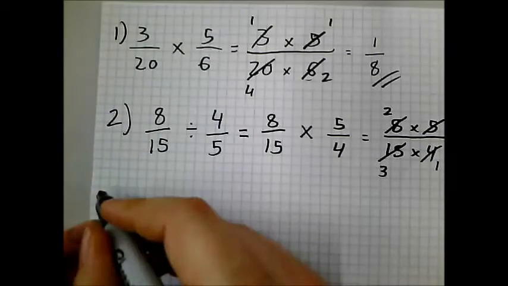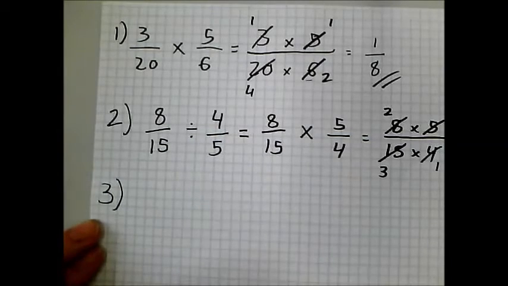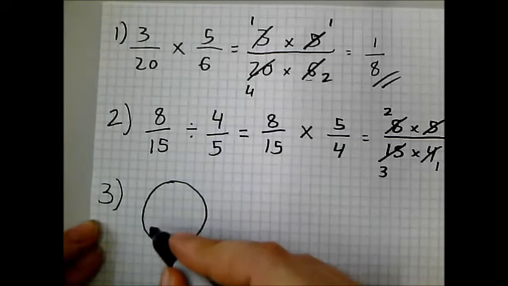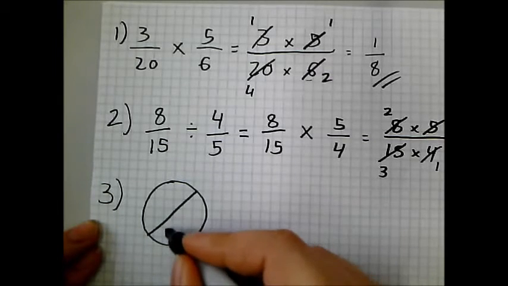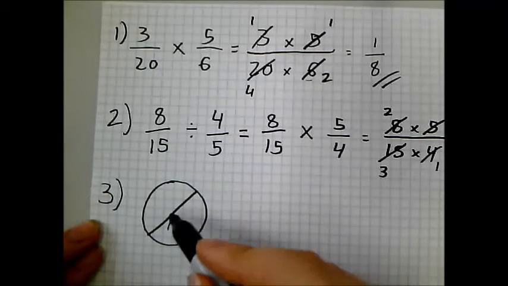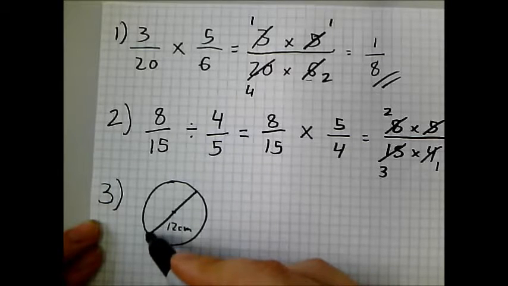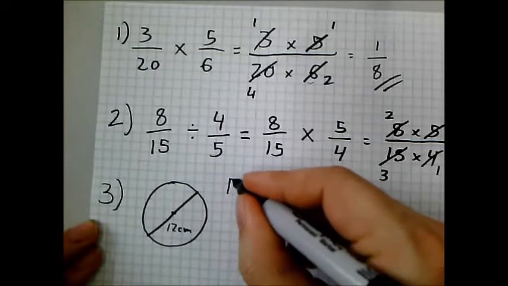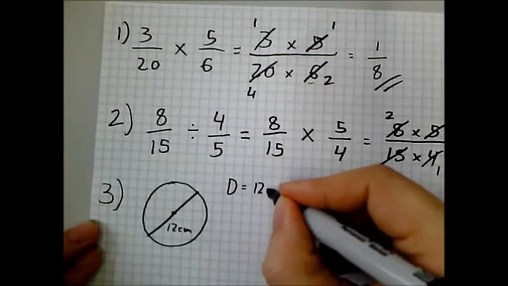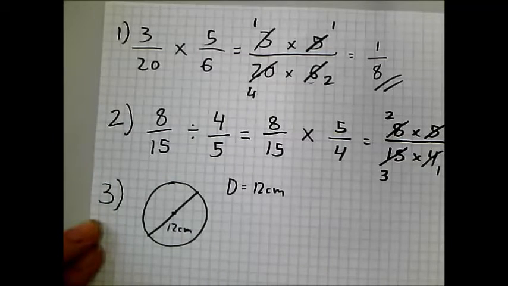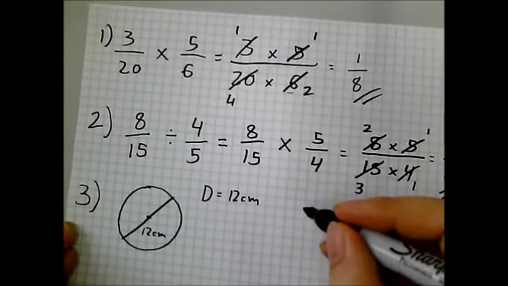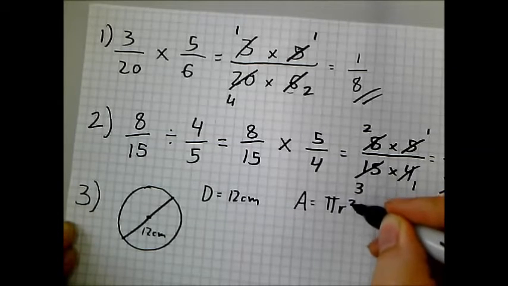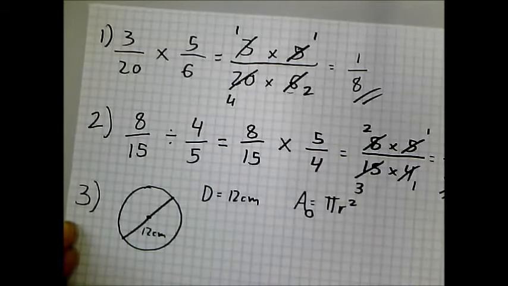Question 3. I'm being asked to find the area of this circle with a diameter of 12 centimetres. Okay, the diameter goes from one edge of the circle to the other through the centre. So I'm going to write down the information I have. The diameter is equal to 12 centimetres. I am being asked for the area of this circle, which I know is given by pi r squared. That's the area of a circle.